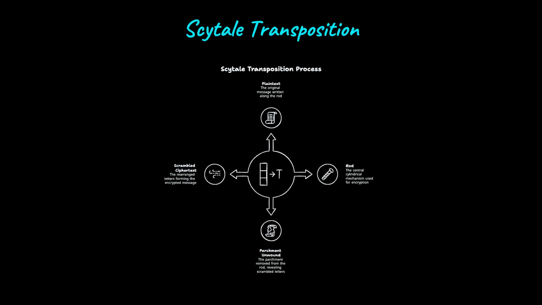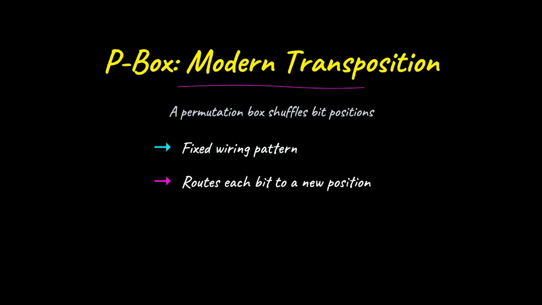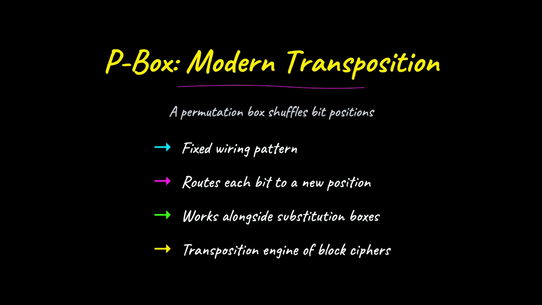With none of the letters altered, only relocated, a columnar transposition, writing a message into a grid and reading it out differently, works the same way. In modern ciphers, this operation is carried out by a permutation box, or P-box, a fixed wiring pattern that routes each bit to a different output position. Where the Scytale moved letters, the P-box moves bits, working alongside substitution boxes inside block ciphers.